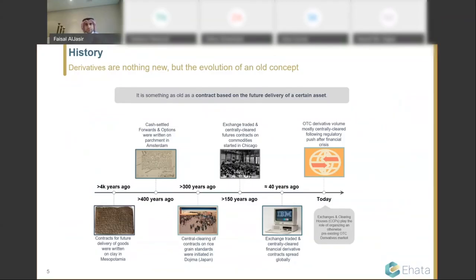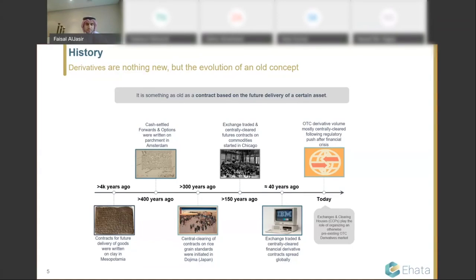Okay, so people might think that this is a new concept, and to the contrary, that is actually a very old concept, from the times that the contracts of futures were written on clay in Mesopotamia to around 40 years ago when it started to trade electronically. So we're talking here about more than thousands of years ago, where the concept of derivative is there.